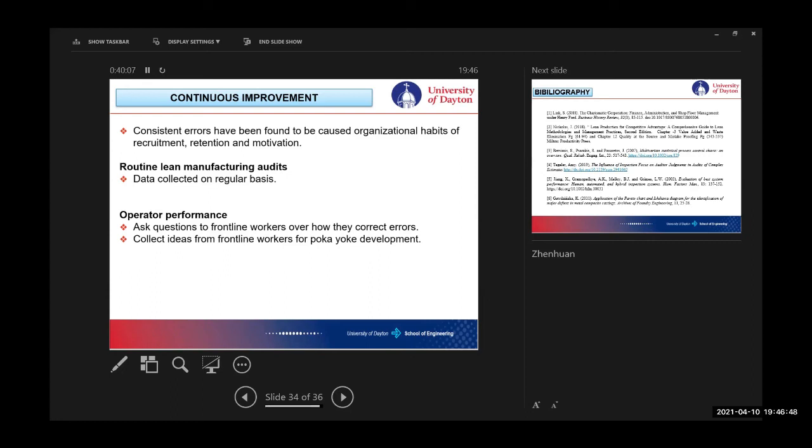Routine lean manufacturing audits are important and able to see where a company is performing at any given time. These also work well to communicate with workers to find out from them what they think is working well and what needs to be improved. Operator performance can often be improved by simply communicating with workers and asking them what they think is best to correct errors that have been occurring, as well as take their ideas to develop a Poka Yoke that is effective.